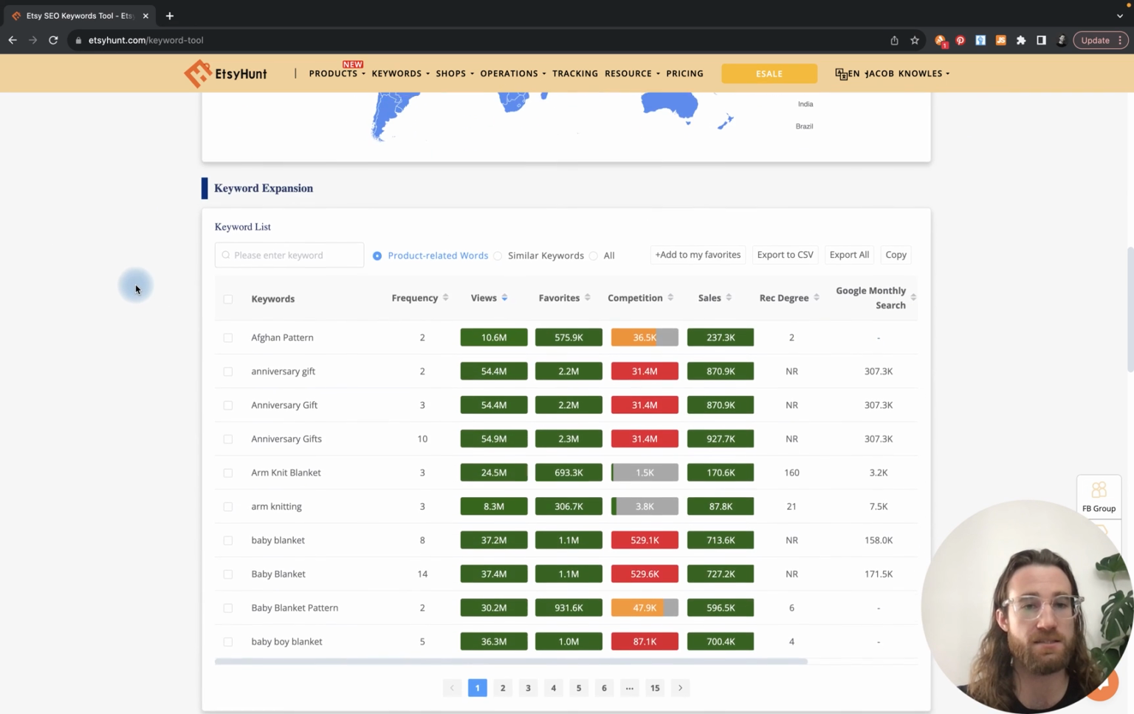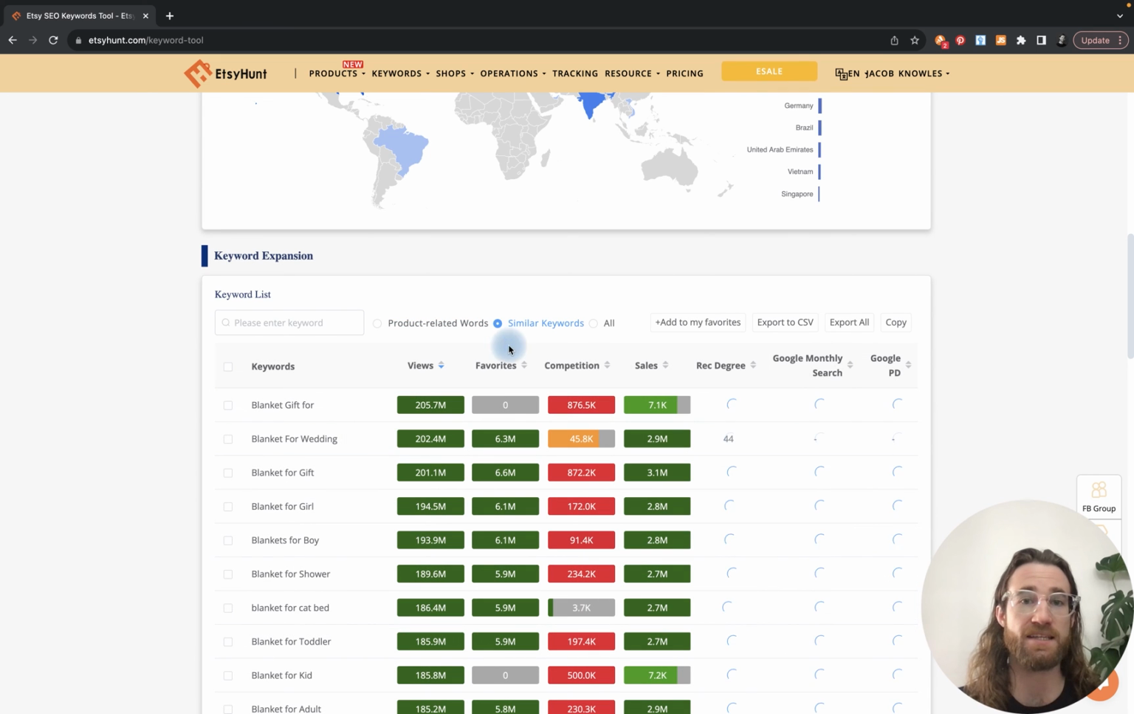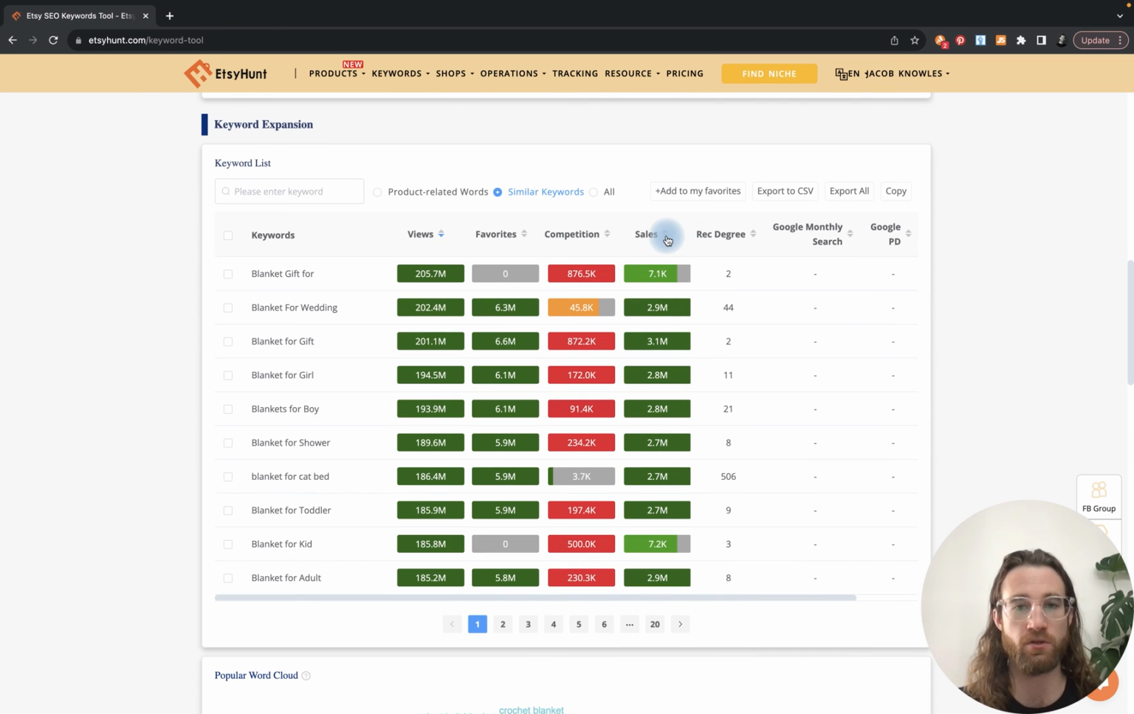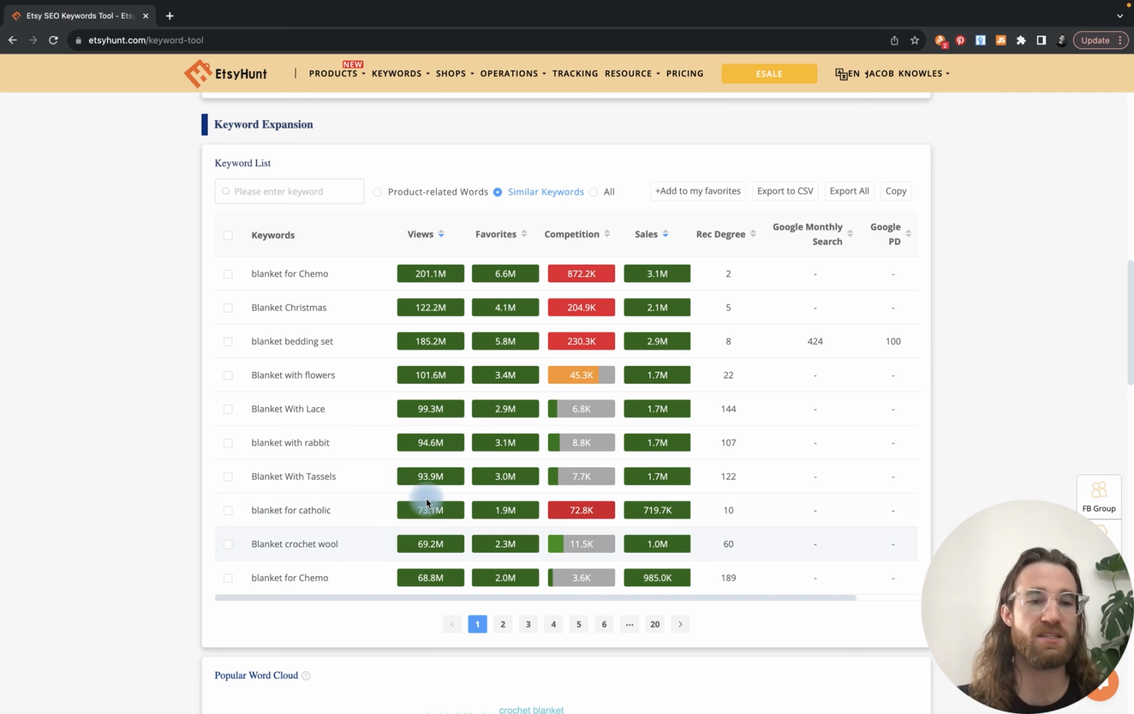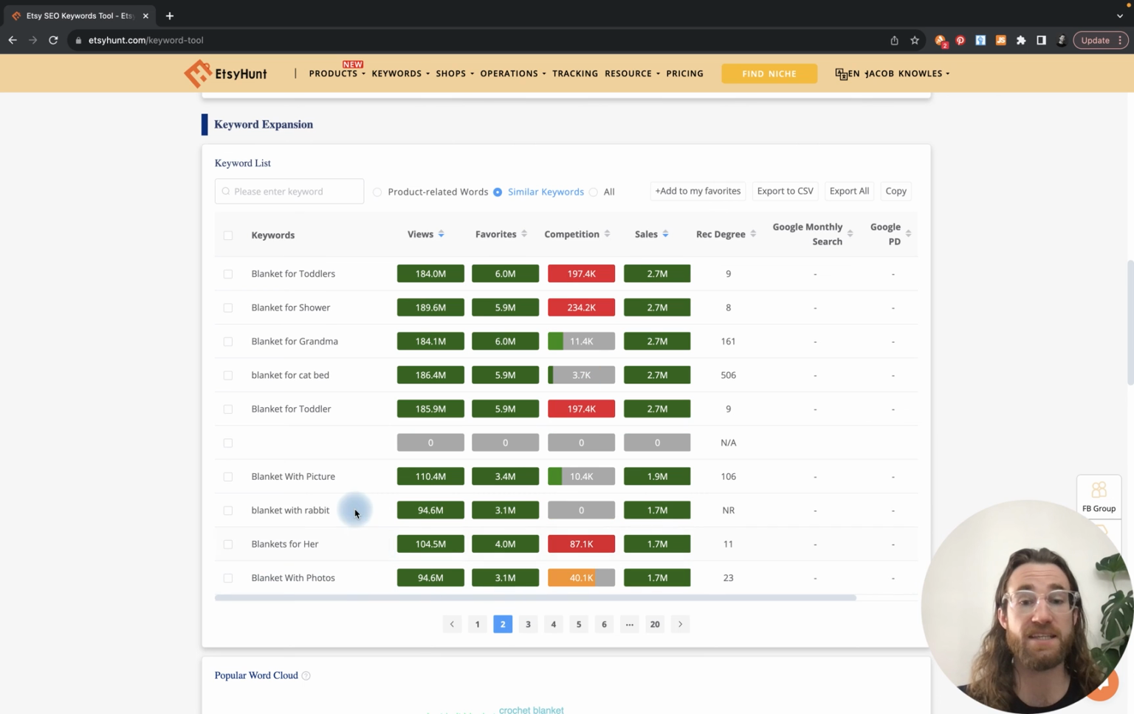But what I would do next is scroll down. We go to similar keywords, and now it's going to show us all sorts of similar keywords. Let's filter by the competition. Actually, let's filter by the sales. And now we can see there are some in here that are almost like hidden gems that we can rank for, but they don't have a ton of competition. So blanket with rabbit, for example, blanket with tassels. Some of these might not be possible with print on demand, and that's okay. Just keep moving on. Blanket for chemo, blanket with picture, blanket for grandma, blanket for cat bed. I mean, 2.7 million in sales and 3.7K for competition for a blanket for cat bed.